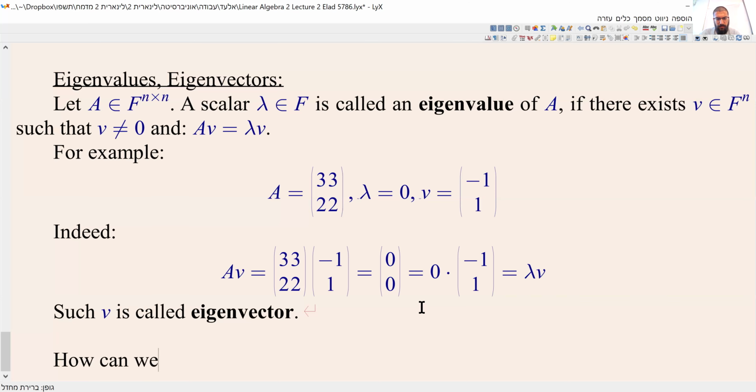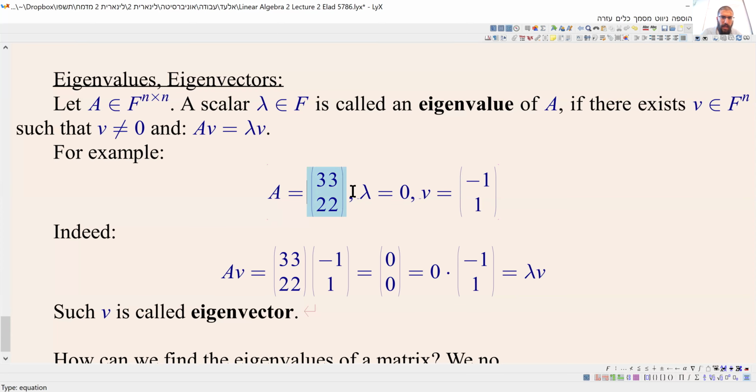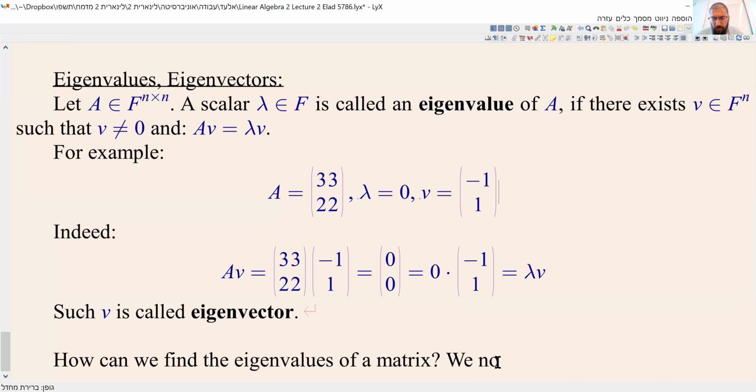How can we find the eigenvalues of a matrix? The question is, I have an A. How do I get this 0, without a lot telling me so? And then the next question is, when I have this 0, how do I get the minus 1, 1? How do I get the eigenvector?